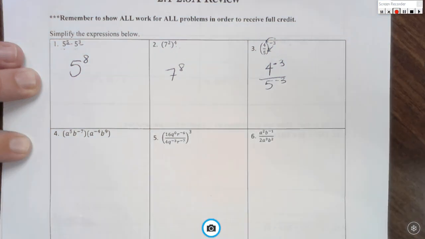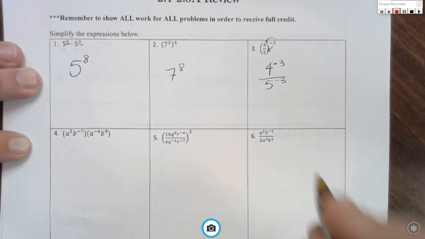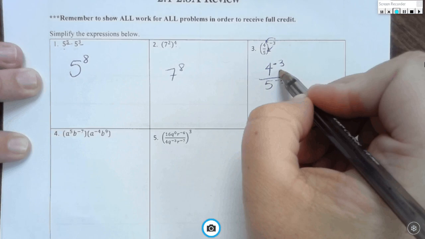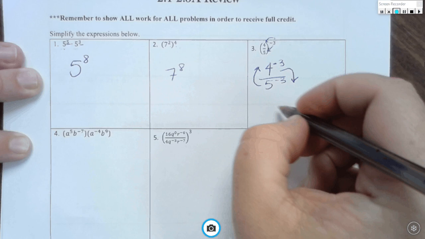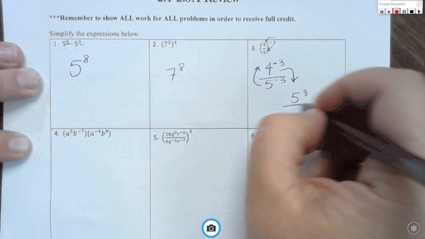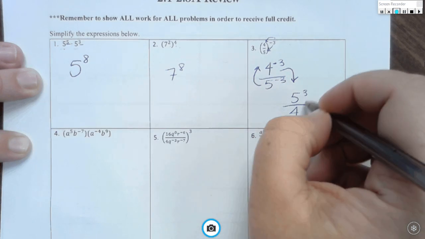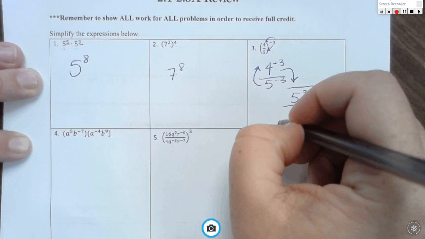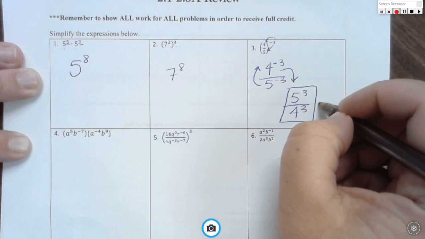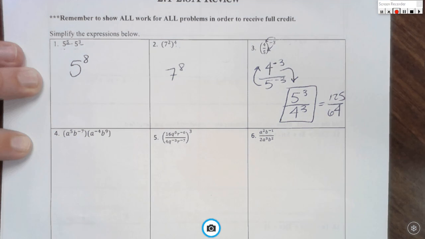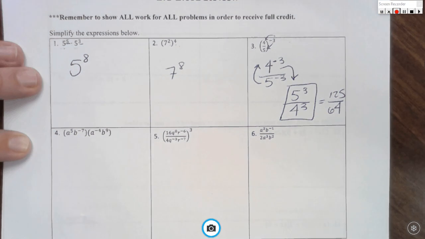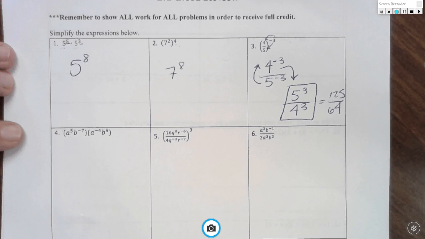And we know that we cannot have any negative exponents, so anything that's negative, we want to make it positive and move it. So I want to move the 4 down to the bottom and the 5 up to the top, and so I get 5 to the 3rd over 4 to the 3rd. If you want to write this as 125 over 64, that is perfectly fine. If you want to leave it as 5 to the 3rd over 4 to the 3rd, that is okay also.